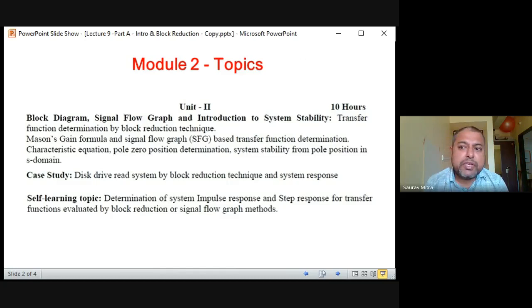So there was a gain block initially, and there was a summing point, and what is to be done if we want to shift the gain block after the summing point, or if we want to shift the summing point before the gain block. So that was one very small case with which we stopped last time.